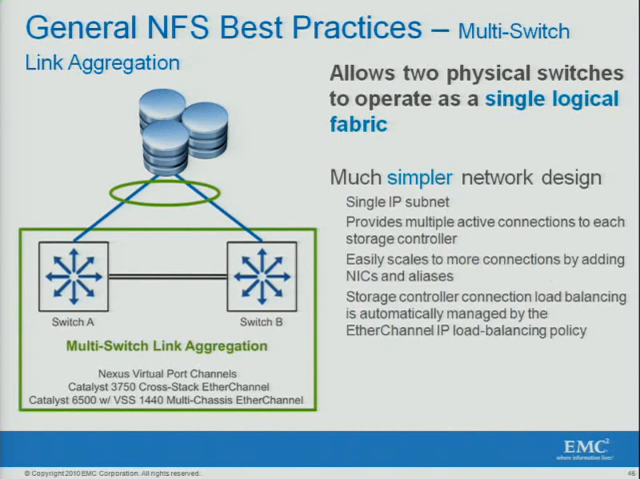If I'm using what we consider modern switching technology, which I'm sure most of you have, these switches have what we call, and it's a generic term, multi-switch link aggregation. This can be found within the Nexus line from Cisco with virtual port channels, the Catalyst 3750 cross-stack EtherChannel systems, as well as some of the older Catalyst 6500 series with the VSS module. What this allows you to do is link two physical switches together that fundamentally operate like one logical switch. And it gives me greater EtherChannel resiliency across the switches.